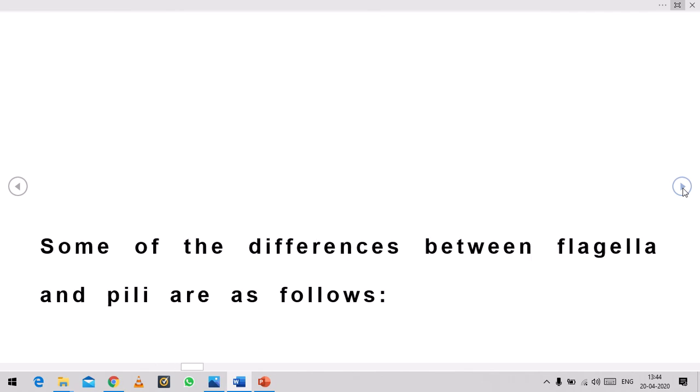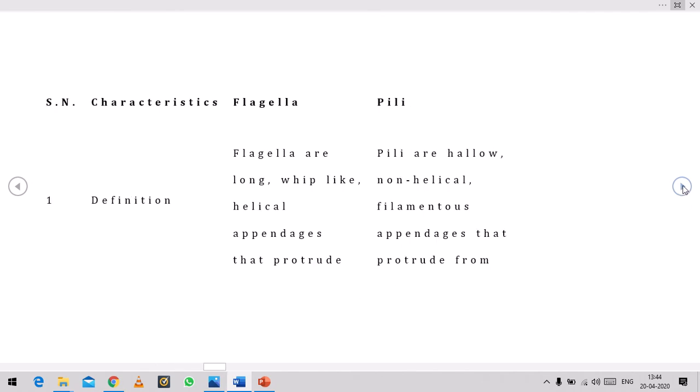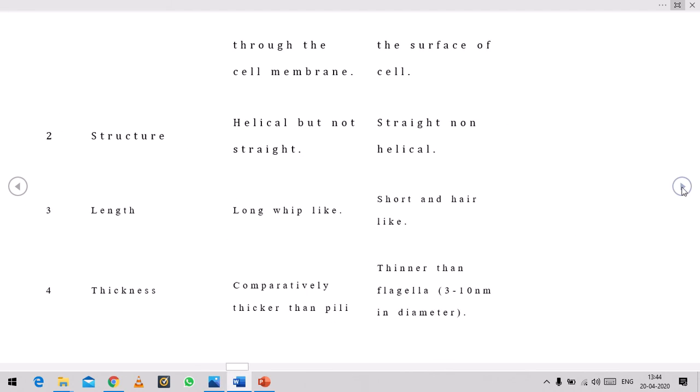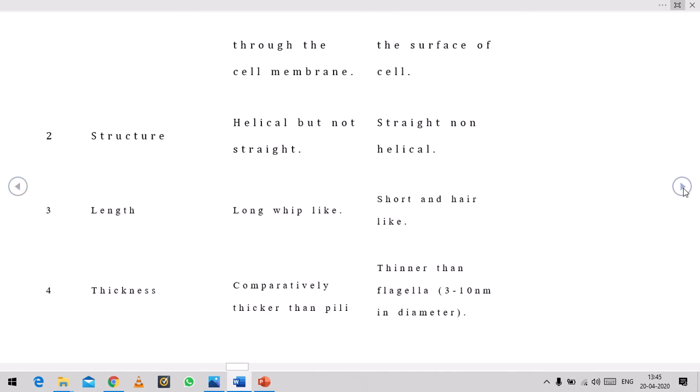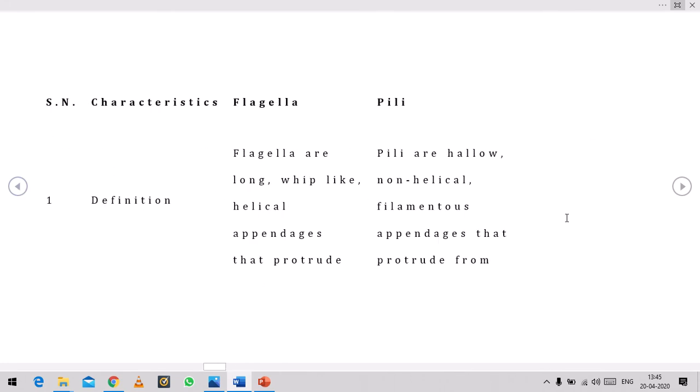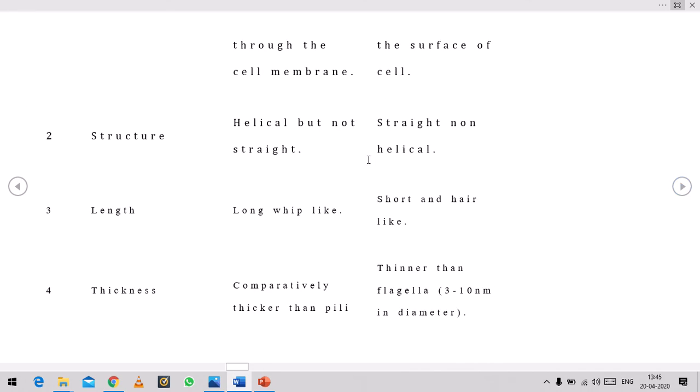Now we come to another important aspect: the differences between flagella and pili. Flagella are long whip-like helical appendages that protrude through the cell membrane. Pili are hollow, non-helical filamentous appendages that protrude from the surface of the cell. In structure, flagella are helical but not straight, and pili are straight, not helical.